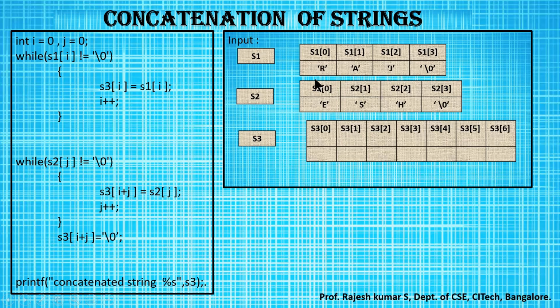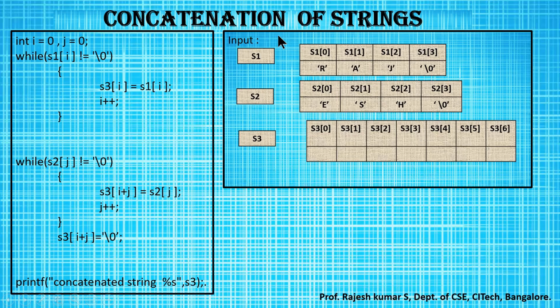Now I've stored RAJ in S1. In the S2 array, I've stored ESH. Now I want to concatenate string 1 and string 2. When I concatenate both, the result should be stored in S3. Concatenation is the process of combining two strings, as I told. When I combine the two strings, the output present in S3 should be RAJESH, ended with the null character. That should be the output displayed on the monitor screen.